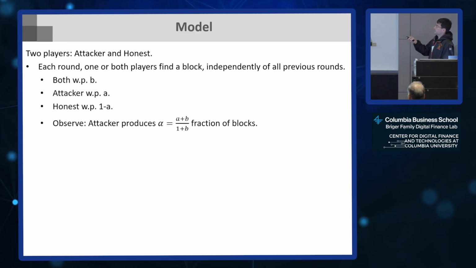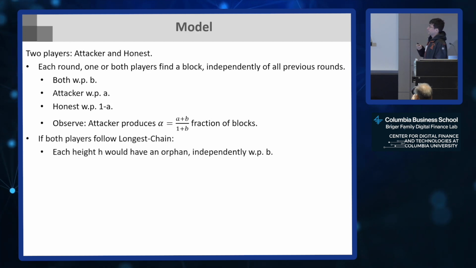So what do I mean? There is some natural latency. With some probability B, they both find a block, or just the honest player finds a block, or just the attacker finds a block. Now what we observe is in this model, if both players followed the longest chain protocol, then each height would have an orphan independently with probability B. That's because the only reason you would have an orphan is if this event happened, and this event is independent across rounds.